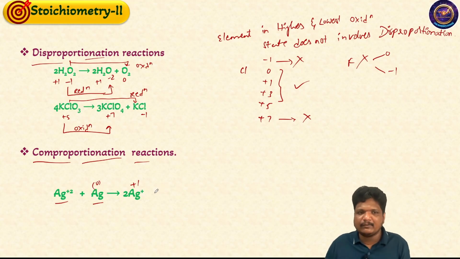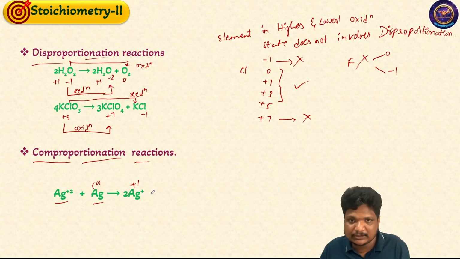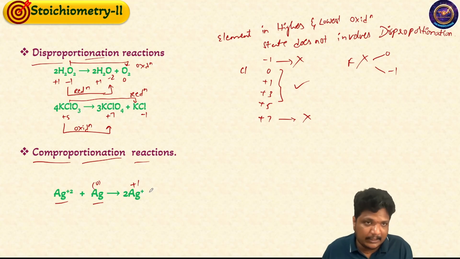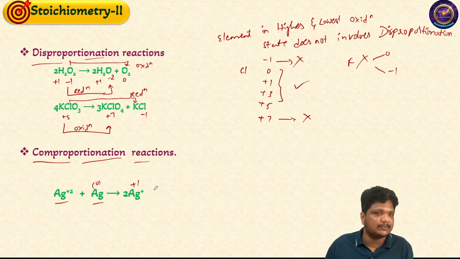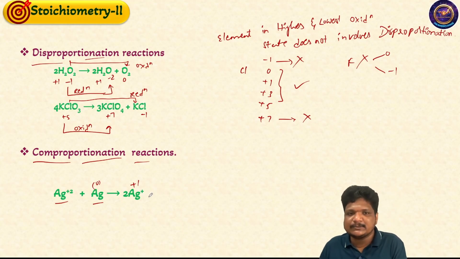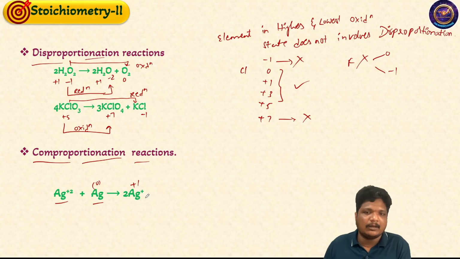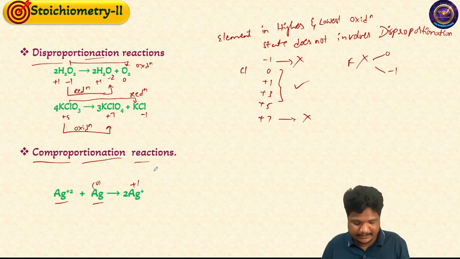In that way we can observe these redox reactions. In total we have 5 redox reactions: redox combination, redox decomposition reaction, as well as redox displacement reaction. In redox displacement, there are metal displacement, non-metal displacement, and metal and non-metal displacement reactions, and then disproportionation reactions and comproportionation reactions. These are the main types of redox reactions.